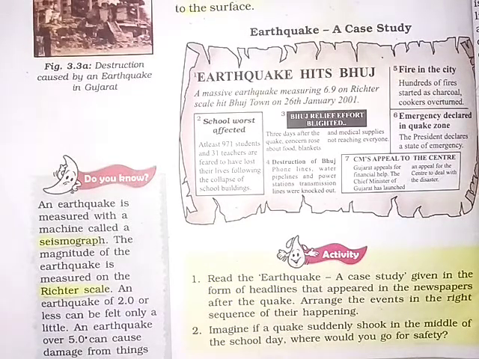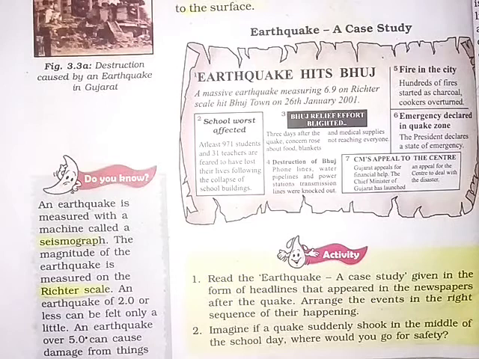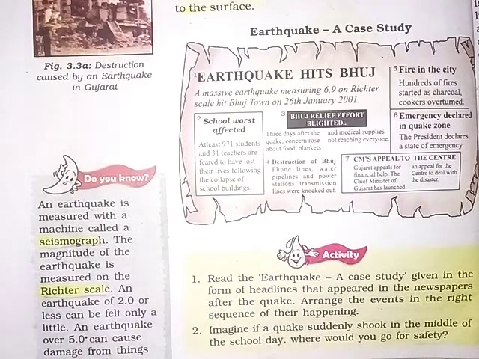Bhuj relief effort blighted. 3 days after the quake, concern rose about food, blankets, and medical supplies not reaching everyone. Destruction of Bhuj. Phone lines, water pipelines, and power stations transmission lines were knocked out. Fifth, fire in the city. Hundreds of fires started as charcoal cookers overturned.